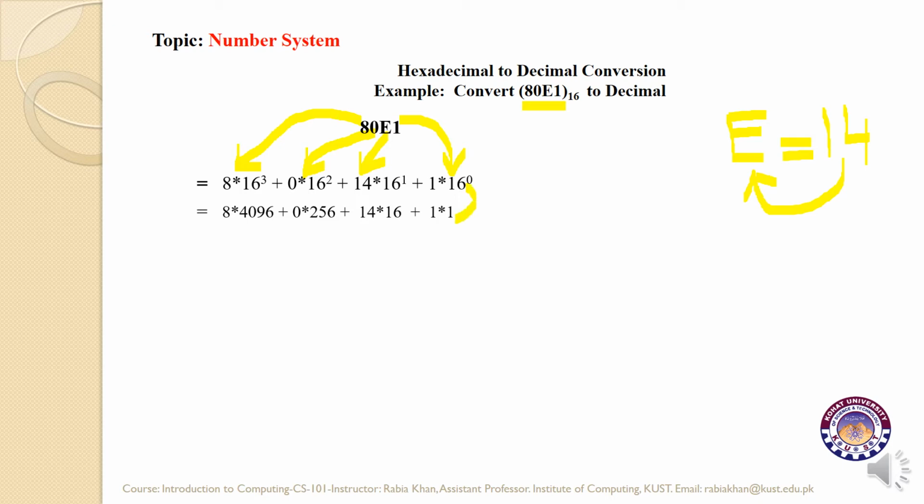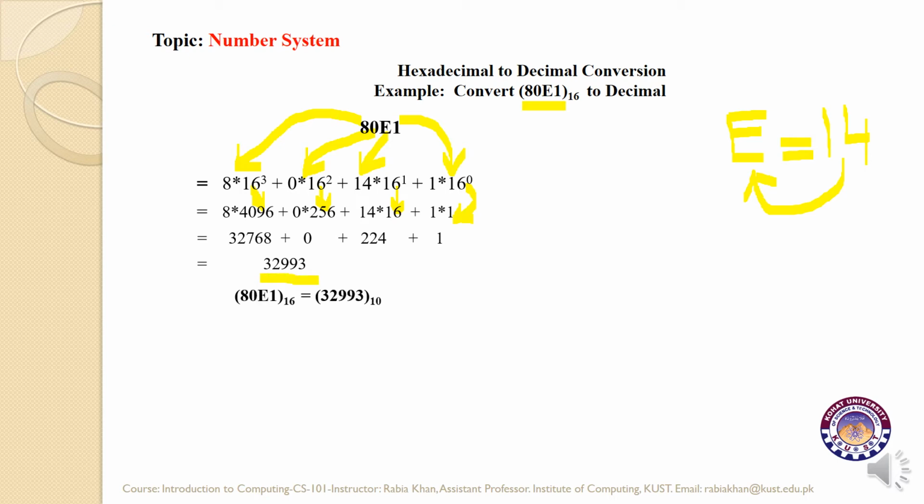So when we simplify the powers, this is the answer. 16 raised to power 0 is equal to 1. Anything raised to power 0 is equal to 1. 16 raised to power 1 is equal to 16. 16 raised to power 2 is equal to 256, and 16 raised to power 3 is equal to 4096. When we multiply, the result is this. After multiplication of individual numbers, and when we add up all the products, the end result is 32993. This 32,993 is a decimal number.